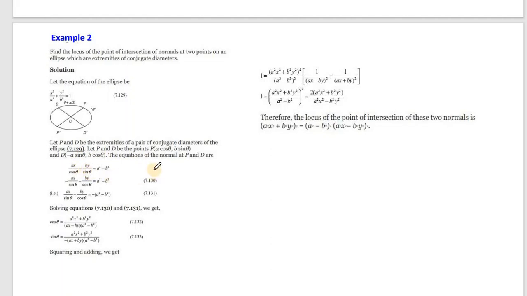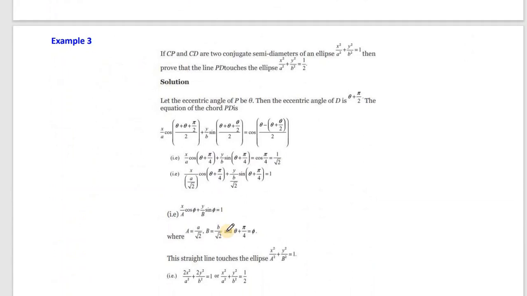That doesn't matter. The equation of the normal at P and Q, we can write: ax by cos theta minus by by sin theta is equal to a square minus b square. And for the other one, it is minus ax by sin theta minus by by cos theta equal to this. So adding the two, you get ax by cos theta plus by by sin theta equal to something. Now from here I will find cos theta to be this, sin theta to be this, and then squaring and adding you will get the locus by dropping the suffix.